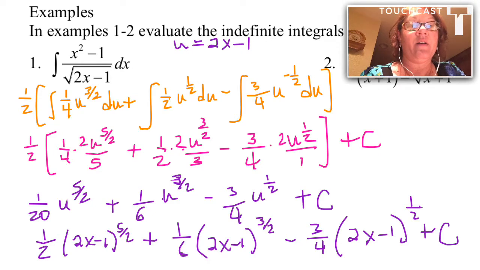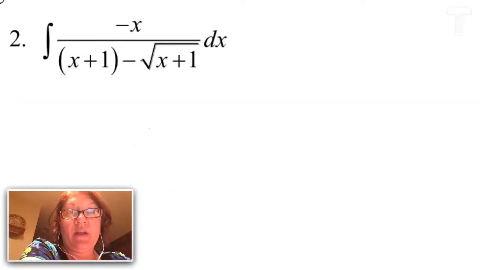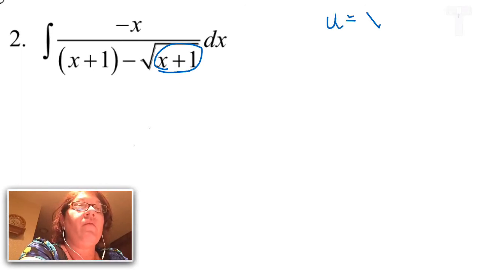Now on this next one, do you see anything that fits the descriptions that I gave up above? Any quantity to a power, any quantity inside of a radical. Aha! I see it. So that's what I'm going to let u equal. And remember, I'm going to have to change the dx. So let's just take the derivative of this guy while we're right here.